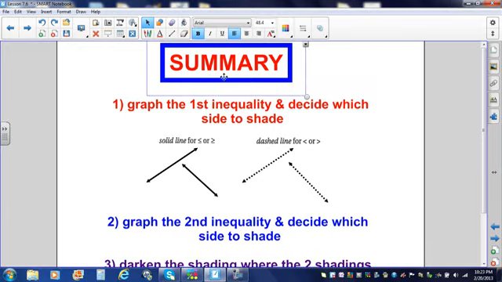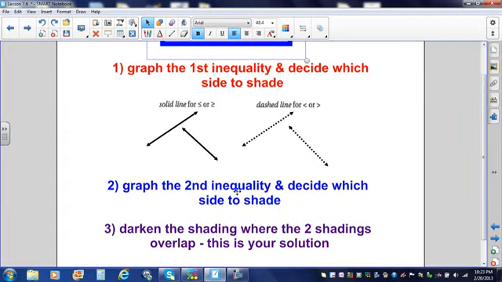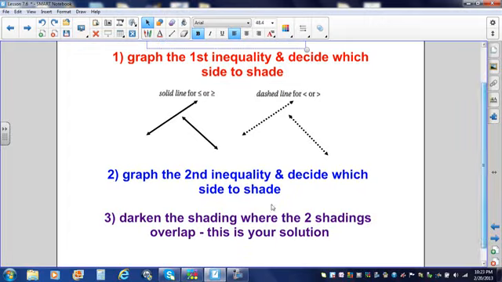Please write down your summary to lesson 7.6. What are you going to do? Number 1, you're going to graph the first inequality and decide which side to shade. Remember, if it has an equal sign underneath it, it's solid. No equal will be dashed. Second thing you're going to do, graph the second inequality and decide which side to shade. Last step, darken the shading where the two shadings overlap. So you're looking where the shading overlaps, darken that area. This is your solution.